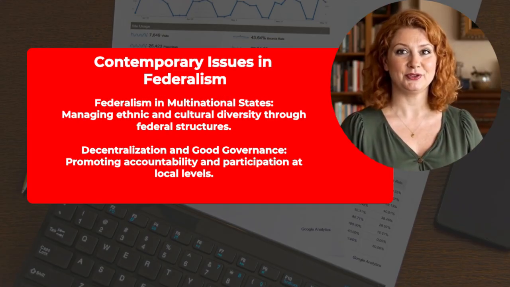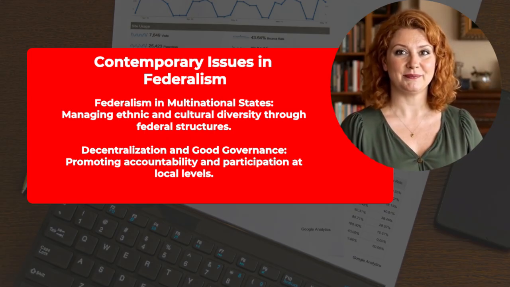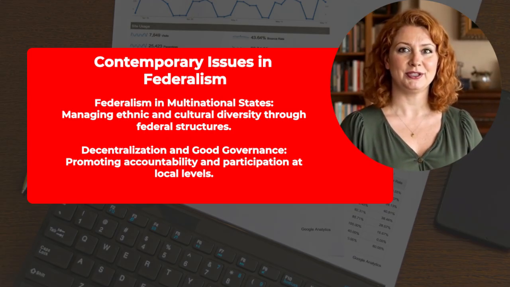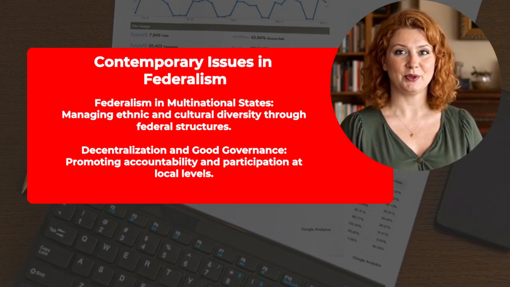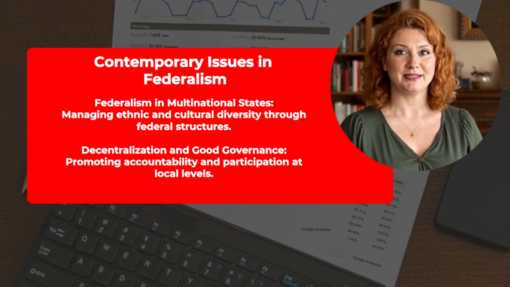7. Contemporary issues in federalism. Federalism in multinational states, managing ethnic and cultural diversity through federal structures. Decentralization and good governance, promoting accountability and participation at local levels. Challenges of overlapping jurisdictions, complexity and confusion in law enforcement and policymaking. Globalization and federalism, impact of supranational bodies and international agreements on federal authority.